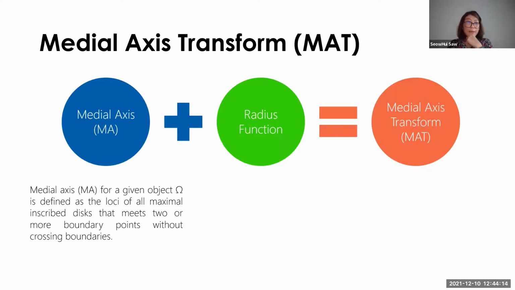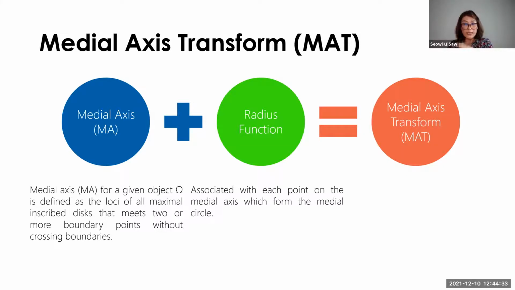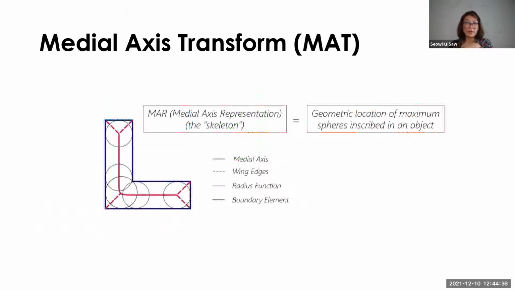Now, what do we mean by medial axis? This is a definition. The medial axis for a given object, omega, is defined as the loci of all maximal inscribed disks that meet two or more boundary points without crossing boundaries. And the radius function is associated with each point on the medial axis, which forms the medial circle. You can see this diagram for more information about the medial axis and the radius function.